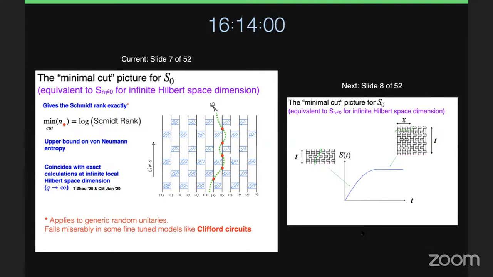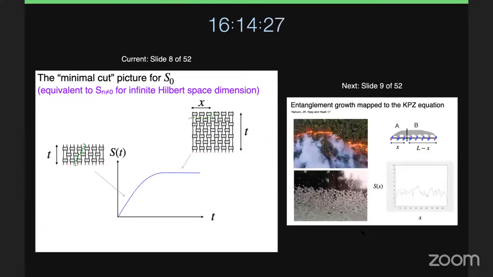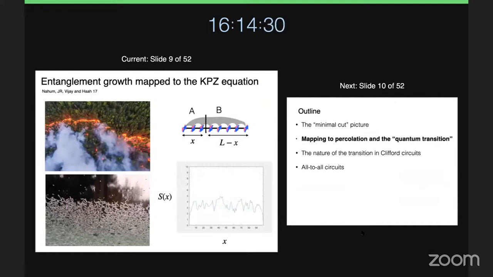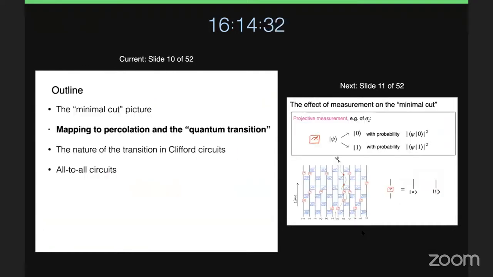In these classical spin models, the entropy is basically related to the free energy of a domain wall between, say, up and down configurations, and it exactly coincides with this minimum path. Now, the point is that this method does not apply to fine-tuned models, and in particular, the Clifford circuits I'm going to talk about.